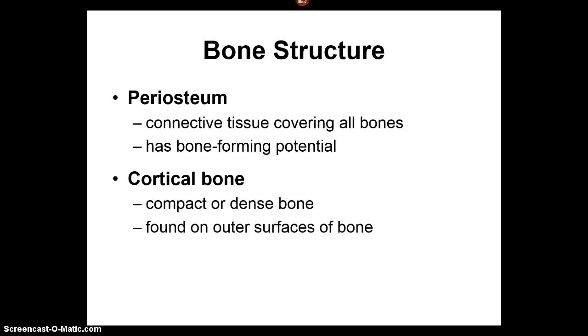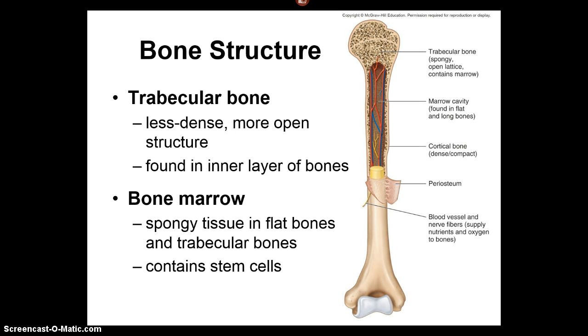And then the cortical bone is really the compact, dense bone that's on the outside of bone. The trabecular bone is the less dense, kind of more porous structure that's found in the inner layer of bones. And then bone marrow is inside of the bone. It's in the marrow cavity. And that bone marrow is a tissue in flat bones. And in those bones is where the stem cells are that form our red blood cells.